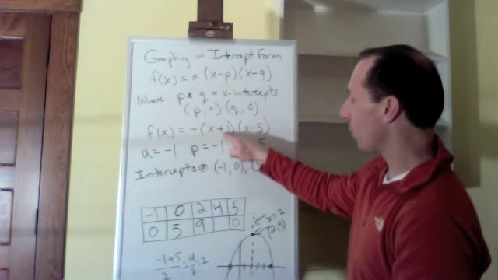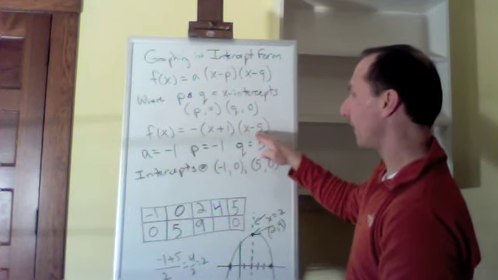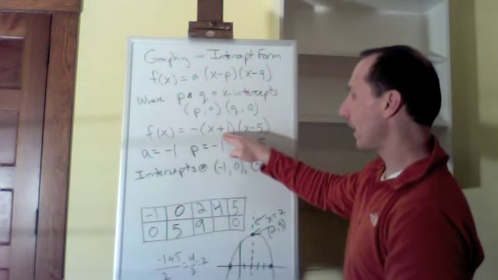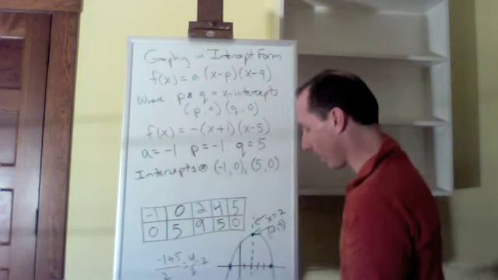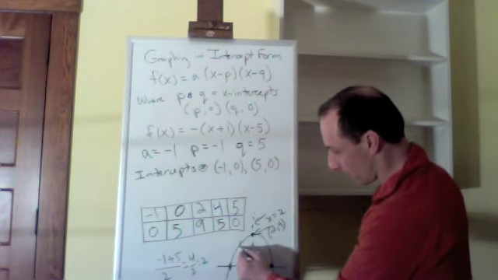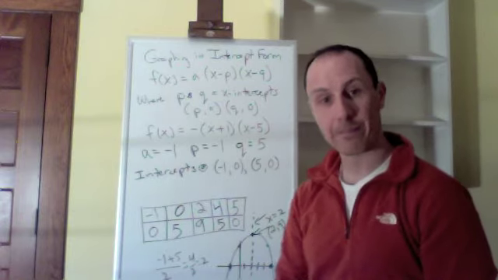I get 0 plus 1 is 1, and 0 minus 5 is negative 5. Negative 5 times 1 is negative 5, times negative 1 is positive 5. I reflect that back over here, and then what I would do is plot those points there, and I would have my final graph. And that's that.